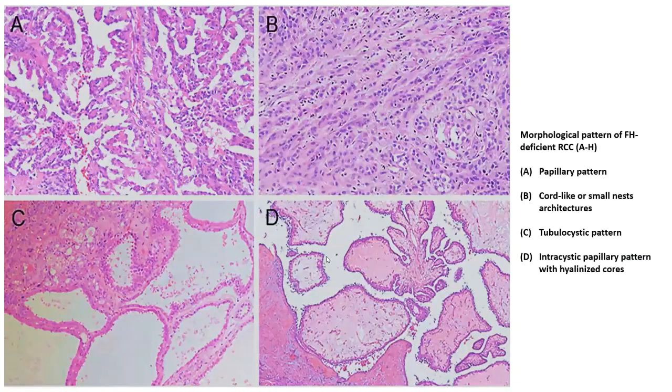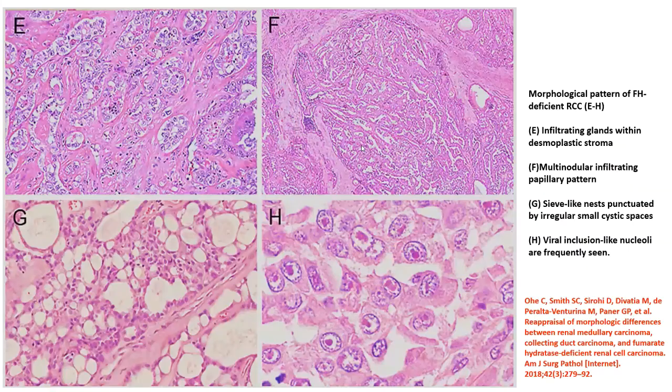So as I said, the architecture is often tubulopapillary or just a purely papillary pattern, but sometimes it could be a purely tubular or a tubulocystic architecture, as you see in the case of image C. Or sometimes you could have large cystic spaces with the papillae protruding within these cystic spaces, giving rise to a tubulopapillary configuration, as you see in image D. You could also have a solid to corded, nested kind of an architecture sometimes.